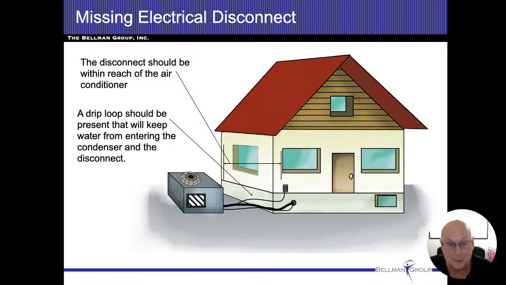So the purpose of this disconnect is to protect the guy that's working on the air conditioning cabinet. If he goes in there, he opens it up, all of a sudden it starts working, he needs to be able to turn that power off right away. So for me, when I look at these disconnects, if I'm in front of the unit on my knees working, I like to see a disconnect that's within easy reach, just in case the unit does start up.